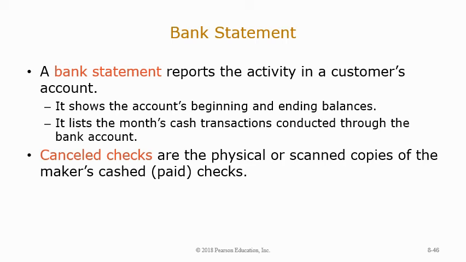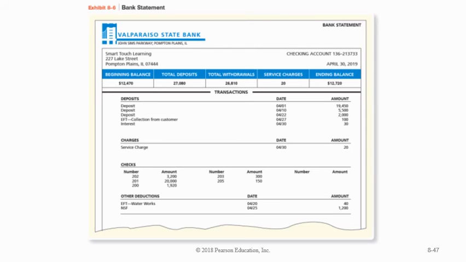So we don't really see the physical checks coming back to the person anymore. So this is an example of a bank statement. It's pretty basic here. It shows the beginning balance, total deposits, total withdrawals, service charges, and then it shows our ending balance. And you'll see here it details out every one of the deposits, all of the checks that we wrote, other deductions, that type of thing. So we see all of that here.